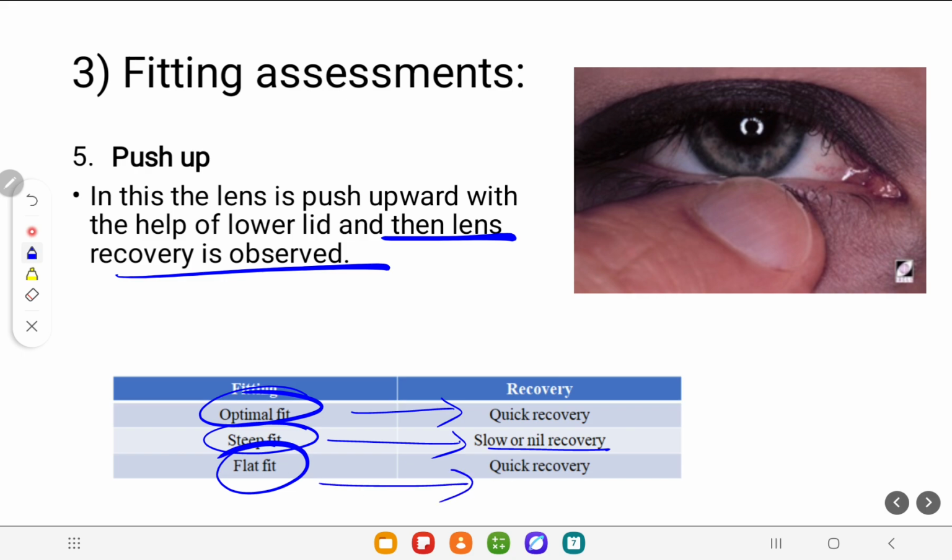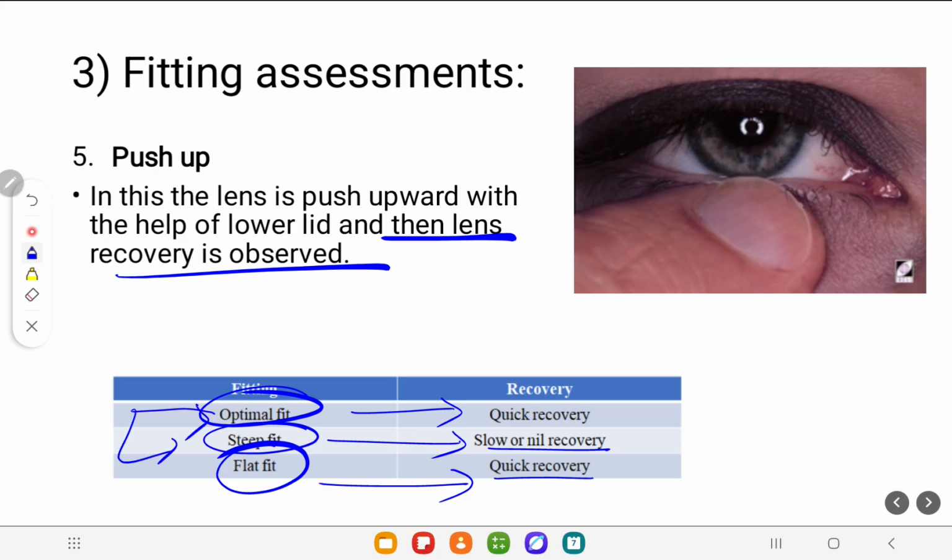A flat fit recovers quickly. For an optimal fit, yes, it's quick, but you can sense that. But in a stiff fit, recovery is literally slow or nil recovery. So that's how you distinguish between optimal and stiff fitting.